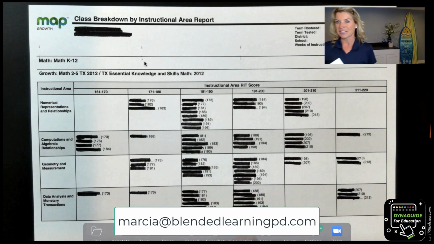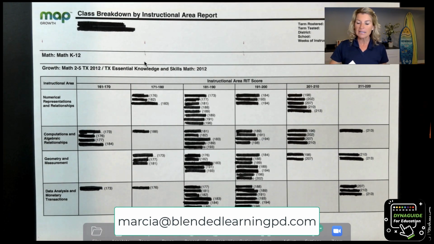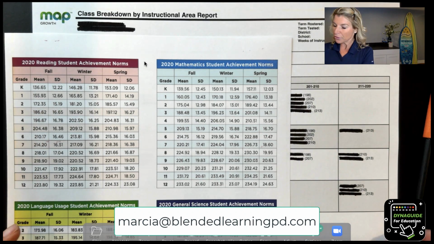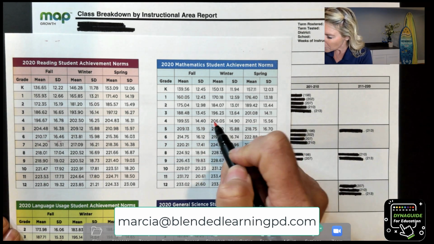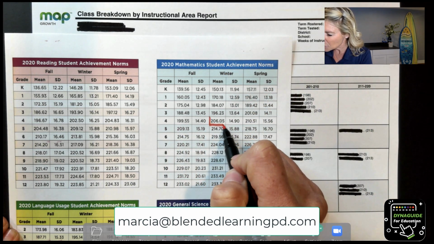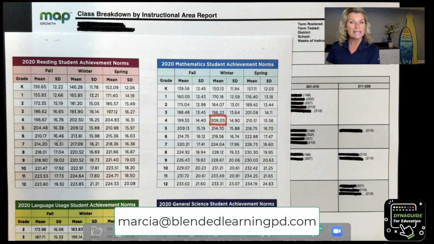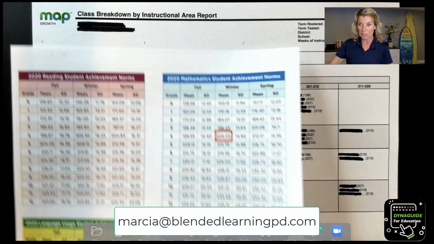So what you see over here to the side is the instructional breakdown by RIT report. I have blocked out the names, so we're only looking at the RIT scores. I also have, like I said, the norms. This is a 4th grade, and this is really important to know, this is a 4th grade winter assessment. So what I'm going to do right away is go to winter and go to 4th grade, and where my students should be is right about a 206. That is average for a 4th grader based on the national norms. That's where they should be aiming toward.